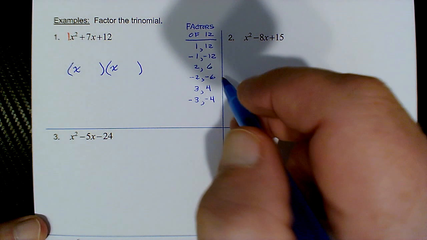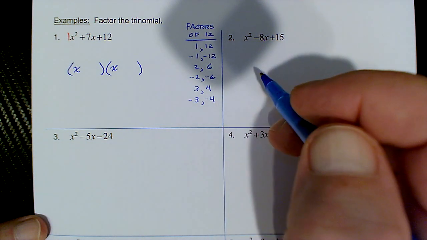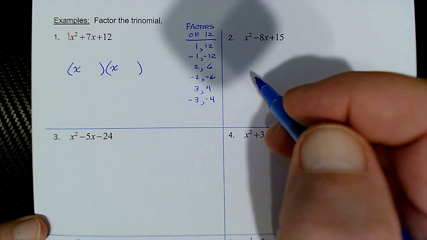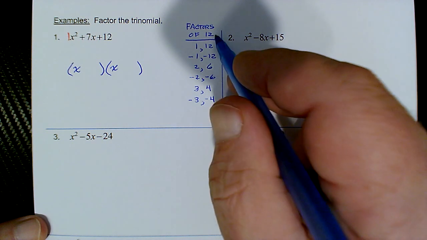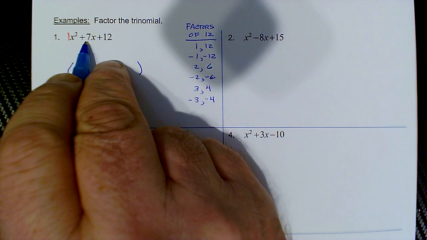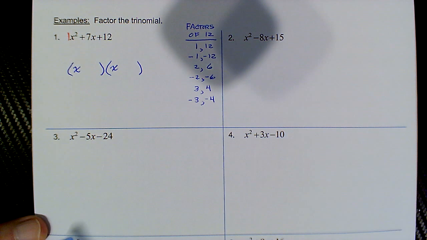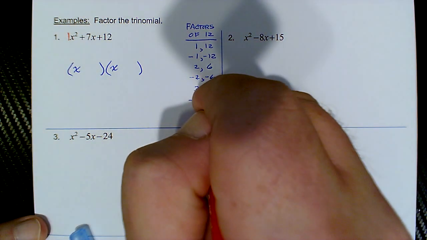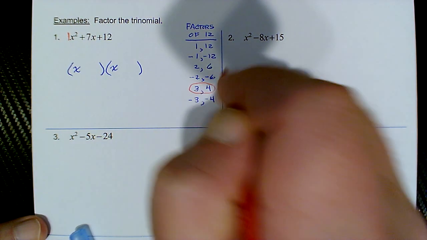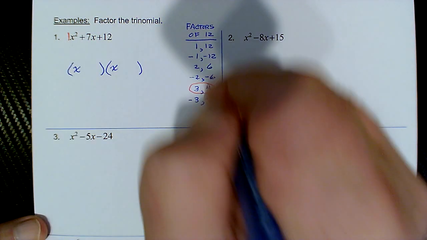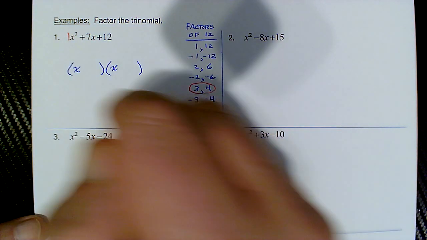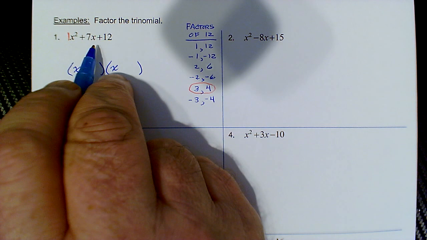So we're looking for the pair of factors that add to give us this middle term 7. And so you can see in this case, it's going to be the 3 and the 4. Now, you didn't need to really run through all of that. You could have just used some tricks here.